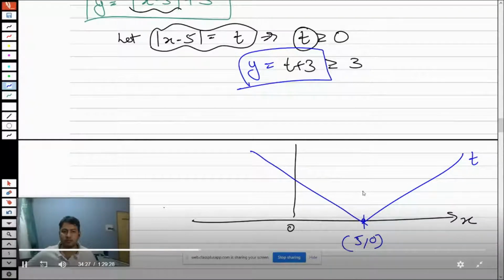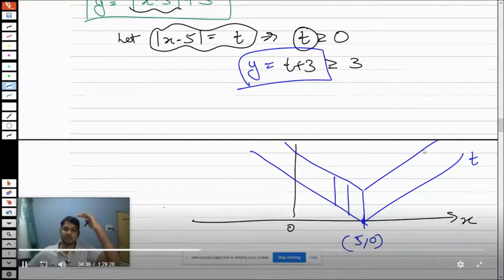This point will come up by 3 units. So all the points will shift up by 3 units. So it will be a 3 units parallel shift upward.